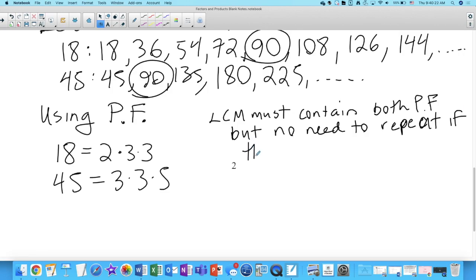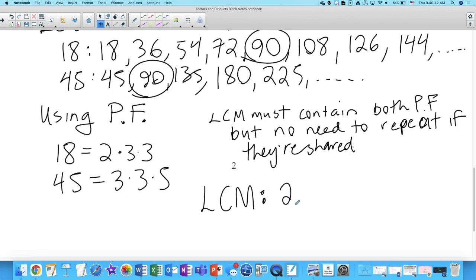Okay, so how am I going to start? Well, if it has to contain both factorizations, it must have a 2 times 3 times 3 in it, because that's the prime factorization of 18. So I'm going to start with that.